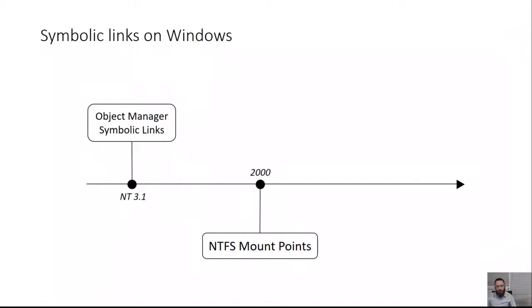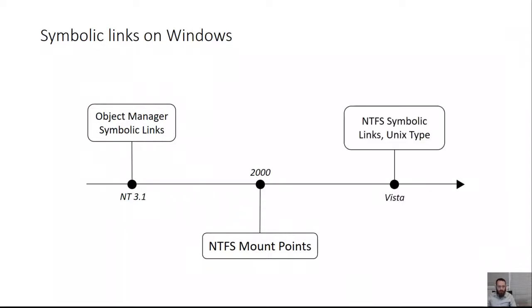The second, or rather the third type of symbolic link is the NTFS mount point, or directory junctions. The NTFS mount points were first introduced in Windows 2000 and they allow the system to have a directory-like symbolic link. Both the creation of Object Manager symbolic links and NTFS mount points do not require special privileges and can be done by a regular user, which is not true for the NTFS symbolic links introduced in Windows Vista.